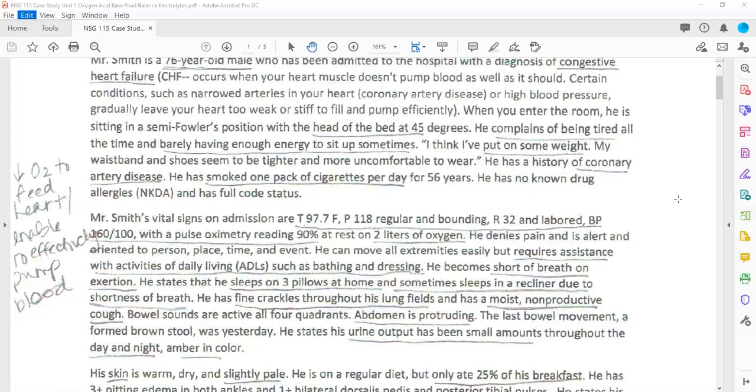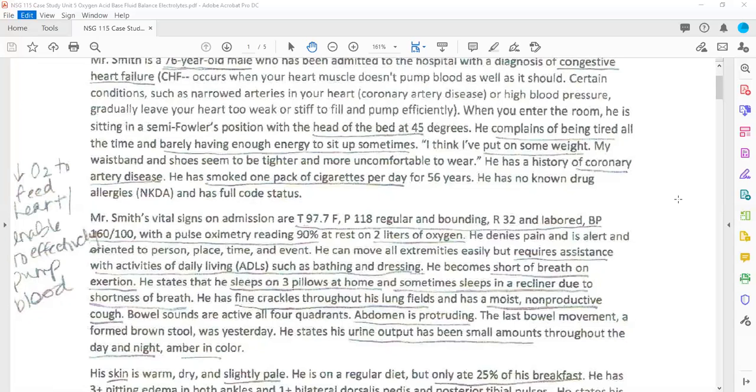He states that he sleeps on 3 pillows at home and sometimes sleeps in a recliner due to shortness of breath. So lying down is difficult for him. He gets short of breath. So he's doing things to accommodate and allowing him to attempt to rest with his head elevated. And that's called orthopnea, difficulty resting or sleeping in a lying down position.